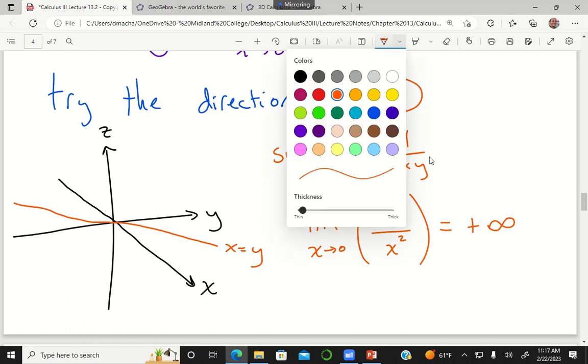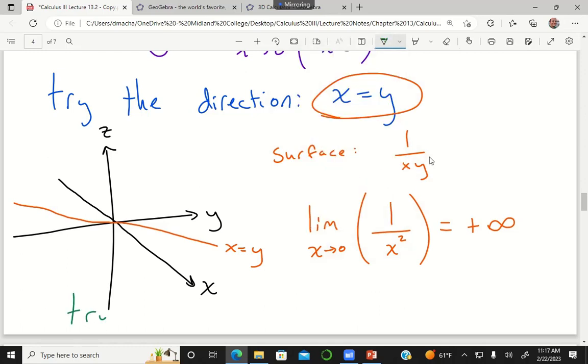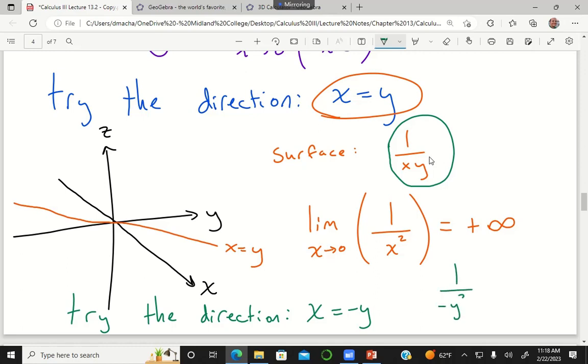And then one more. What if we try the direction x equals negative y? So if I start with my surface and then I replace x with a negative y, I would get 1 over negative y squared. And if I take the limit as y approaches 0, this would be approaching negative infinity. So in my xy plane, the line x equals negative y would be like this direction.